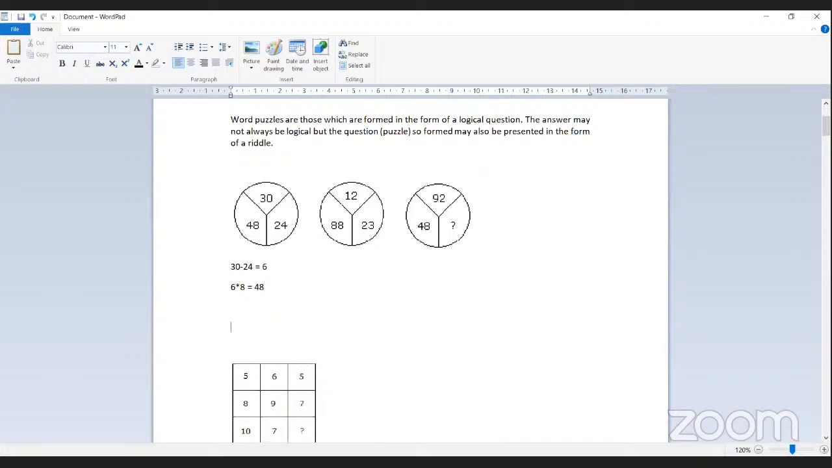Now, this is not the only logical way I tried to solve it. Another way was 30 plus 24 is equal to 54, and 54 minus 6 would be 48. If this is the answer, then if I add the smallest two numbers and subtract it by 6, I should get the remaining third number. But I don't think that will happen.